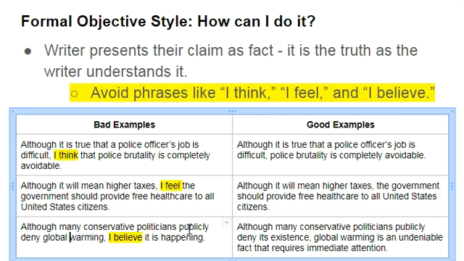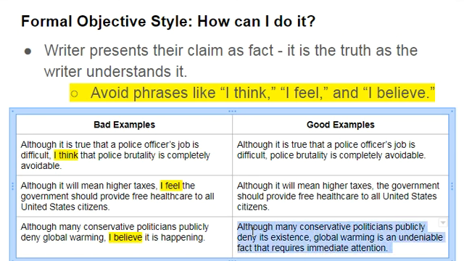This person's going to put their beliefs into it, okay? "Although many conservative politicians publicly deny global warming, I believe it is happening," okay? If you just say it's something you believe, well, who cares, okay? We don't care what you believe. We want to know what the facts are, okay? So present your case as fact. Be assertive. Stand strong and firmly in what you're saying.